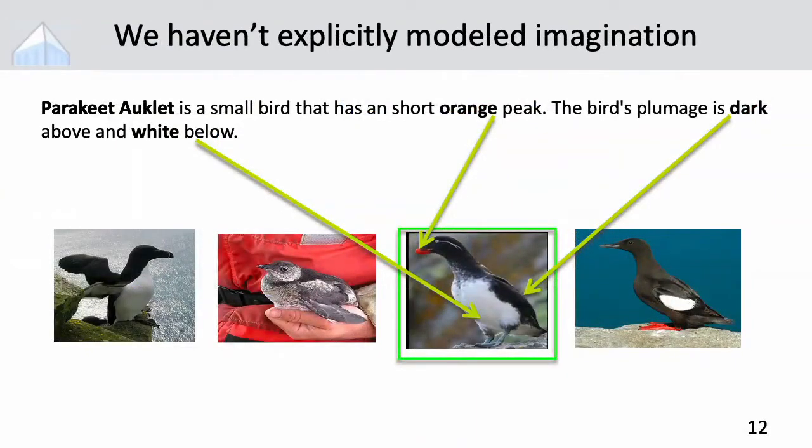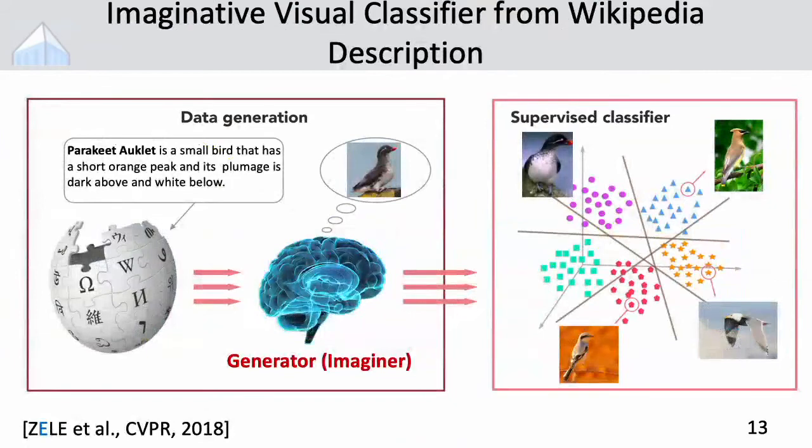But that was a model that we developed back in 2013. We haven't talked about the notion of imagination that we started with in the beginning of this talk. This actually motivated us to develop a technique. Moving fast forward to 2018, we developed a technique that explicitly modeled this notion, and it happens to perform much better based on that inspiration. The key idea is to start from a language description of the class that we want to learn about, let's say this Parakeet Auklet, and we have a generator, which we might call the imaginer in this context, that hopefully synthesizes different images or visual representations that match the language description that we have in hand.